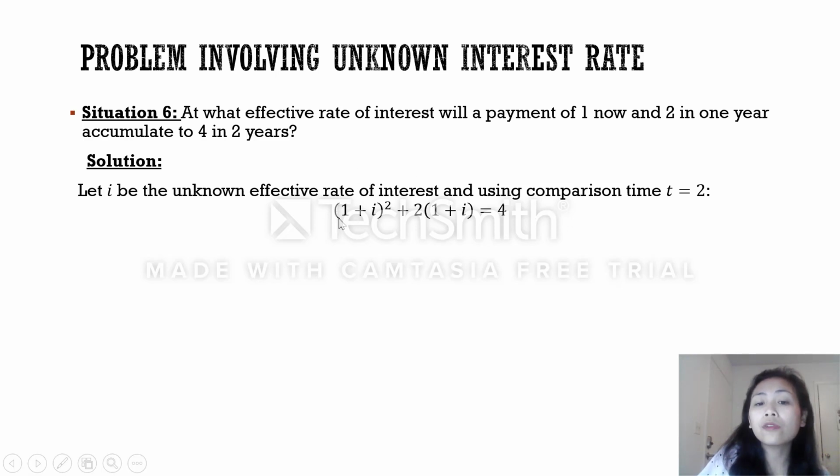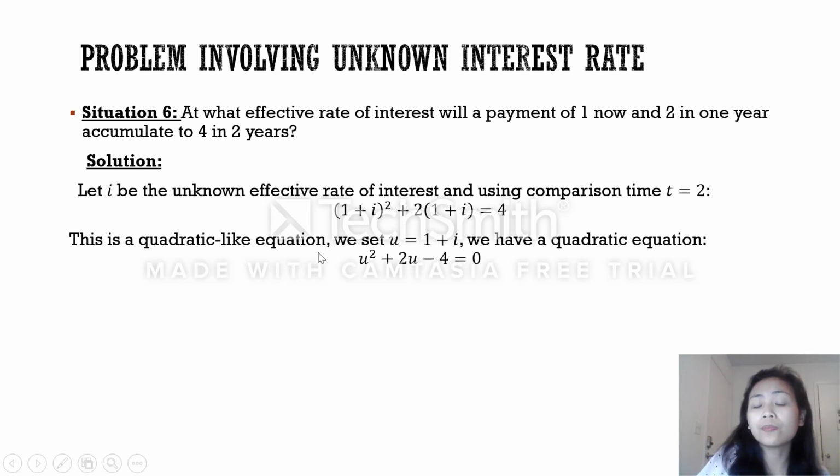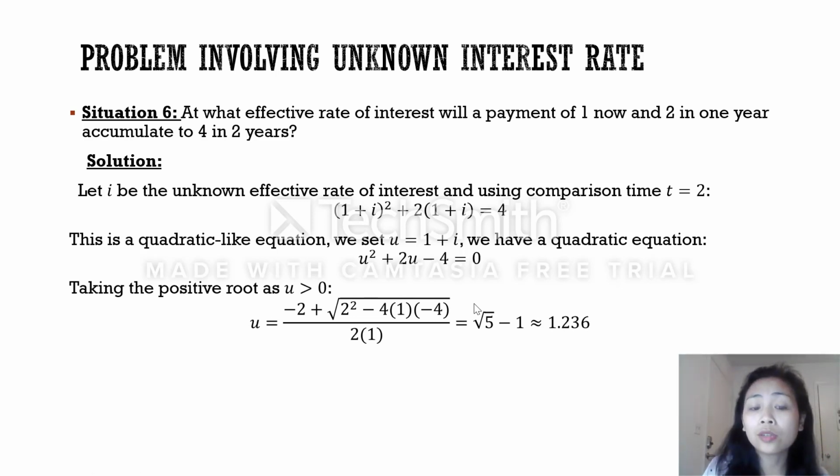And now we are going to solve this equation. You notice that this equation is quadratic-like, but it's not quadratic. So we are going to change variable. We are going to set a new variable, u is equal to 1 plus I, and then we obtain a quadratic equation: u squared plus 2u equals 4. And solving this equation, we are going to have 2 solutions, one negative and one positive. However, u is 1 plus I, which is positive, so u cannot be negative. So we are going to take only the positive root.